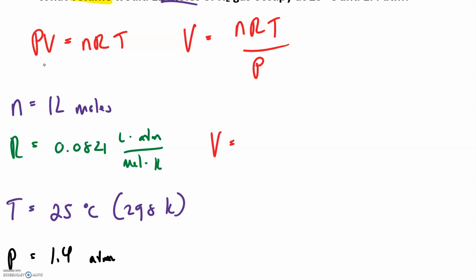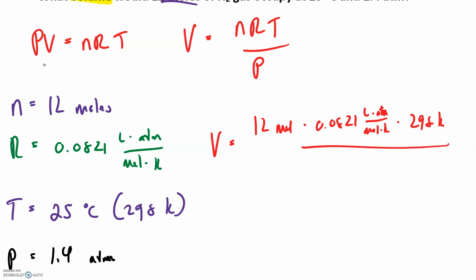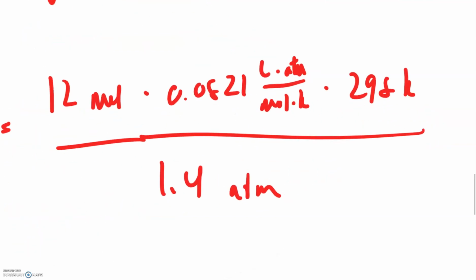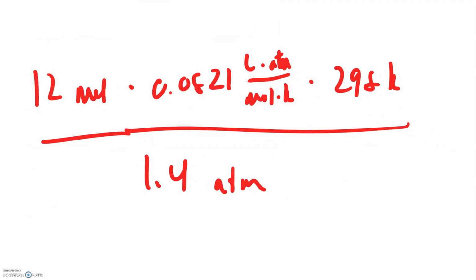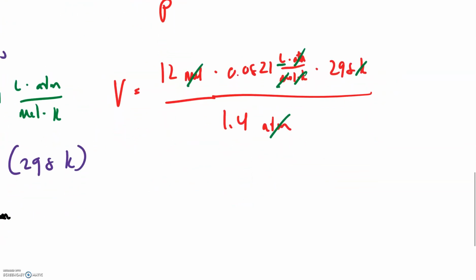It's asking for volume. We know N, 12 moles. R is a constant, 0.0821 liter atmospheres over moles Kelvin. Temperature is 298 kelvins. We're going to divide all this by P, which is 1.4 atmospheres. Now, why does this unit look so weird? Here's why. Atmospheres cancels atmospheres, moles cancels moles, kelvins cancels kelvins, and leaves us with liters, which is what we wanted. We wanted to find volume in liters.